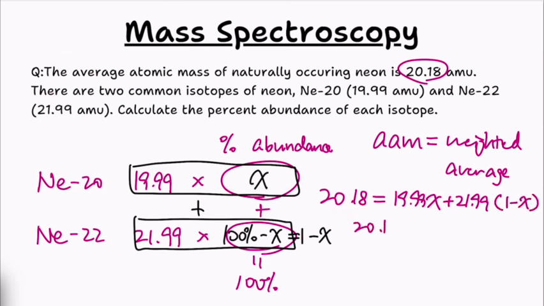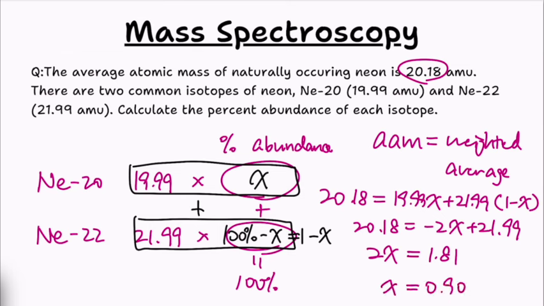So 20.18 is equal to negative 2x plus 21.99. 2x is equal to 1.81, x is equal to 0.905. This means the percentage abundance of neon 20 is equal to 90.5%, and the percent abundance of the second isotope, neon 22, is 9.5%.